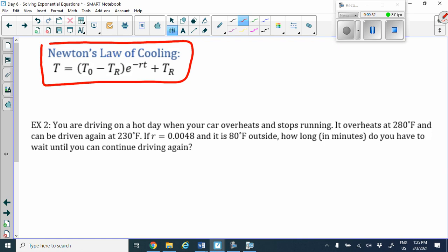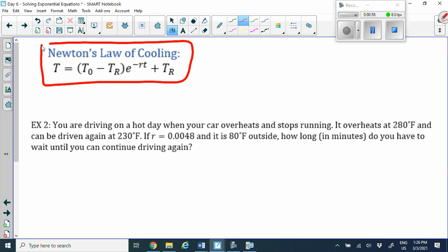So it says you are driving on a hot day when your car overheats and stops running. It overheats at 280 degrees Fahrenheit and can be driven again at 230 degrees Fahrenheit. If R equals 0.0048 and it is 80 degrees outside, how long in minutes do you have to wait until you can continue driving again?